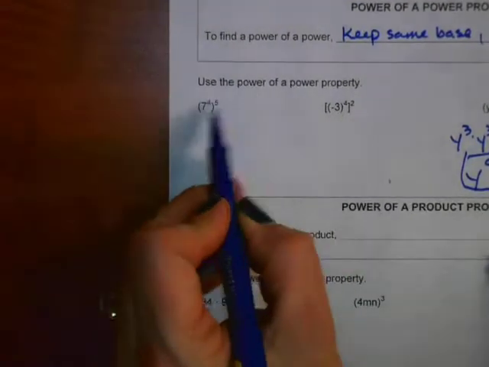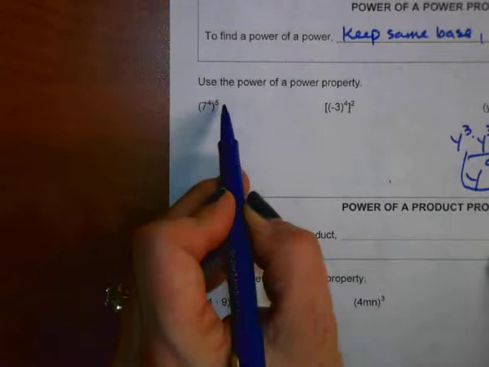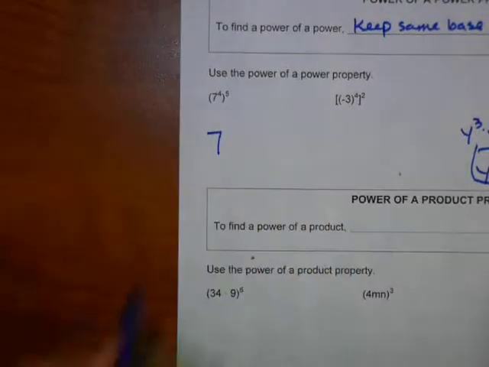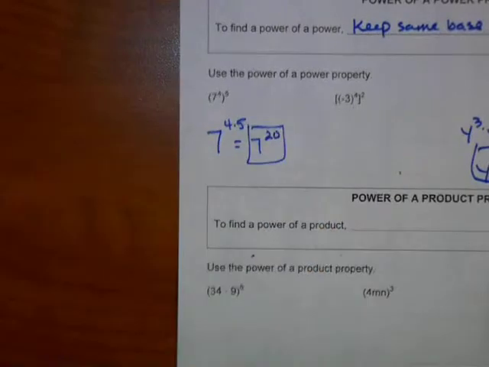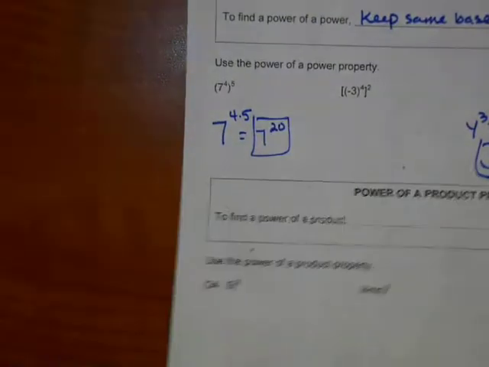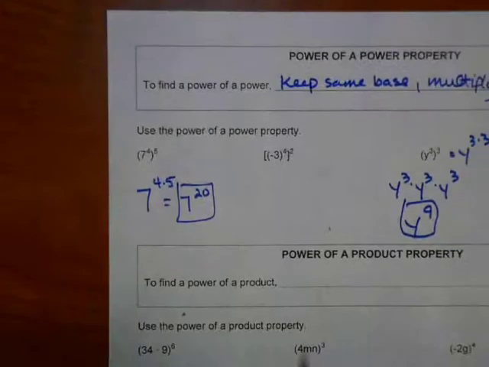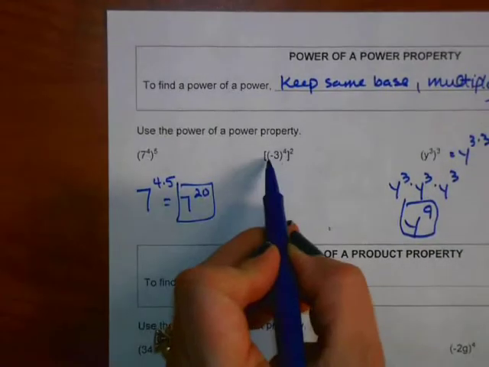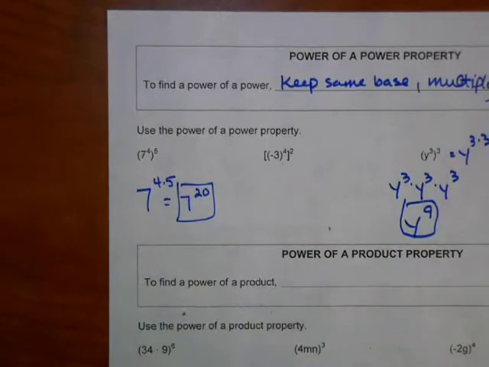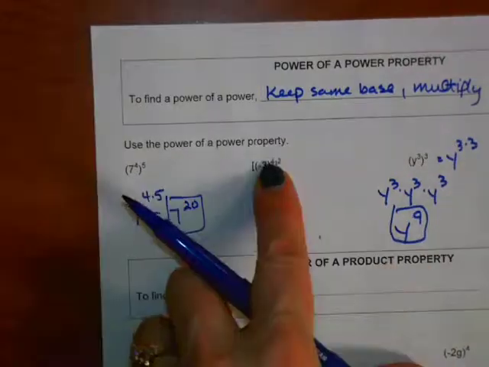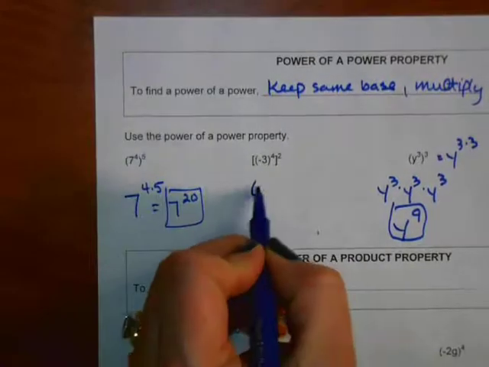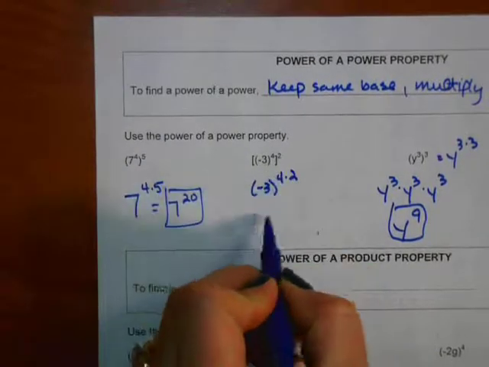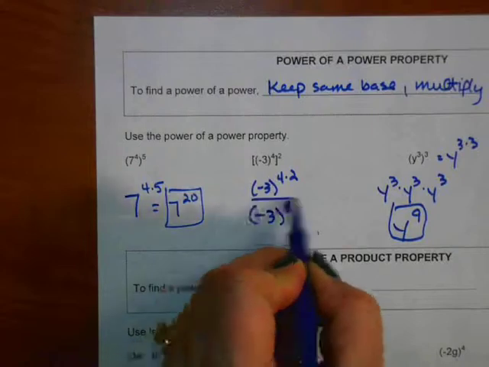Okay. So, therefore, I have 7 to the 4th 5 times. How many 7s am I going to have? 4 times 5. I'm going to have 7 to the 20th. Here I have negative 3 to the 4th. Don't worry about the brackets. It's just because we have parentheses there, instead of putting another parentheses, they put brackets. It doesn't really mean anything. It's saying negative 3 to the 4th twice, or squared. So I just do negative 3 to the 4 times 2, which would be negative 3 to the 8th.